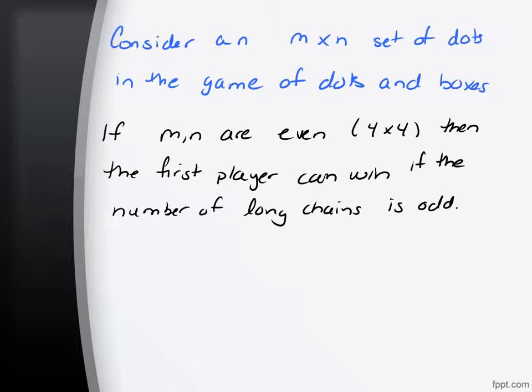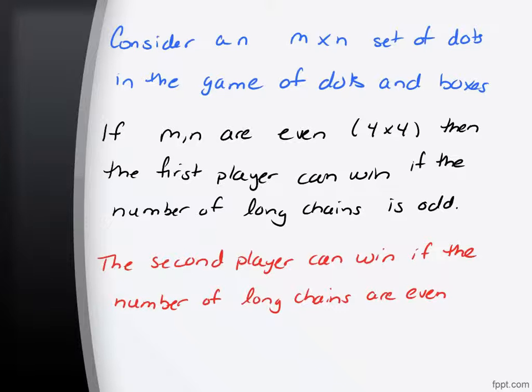So instead of focusing on making those boxes, you're trying to focus on making the chains or keeping the other person from making chains, because you don't want the other person to have chains. Because the second player can win if the number of long chains is even. And so it's just a number. It doesn't matter how long each chain is.